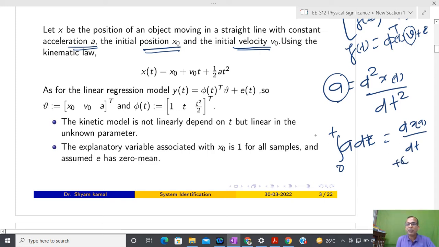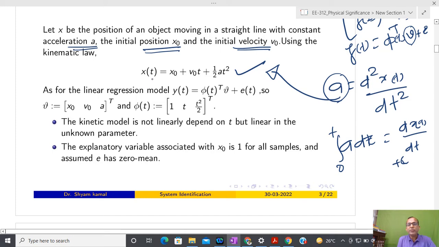Okay, and based on that I will get v0 plus half v0 plus at, and again if you will do, then you will get x0 plus v0 t plus half at square. I hope that you can derive this from here. Okay, so I am not going to write the detailed step.